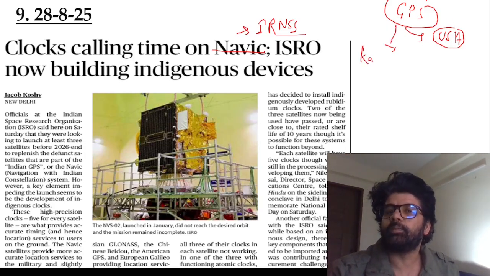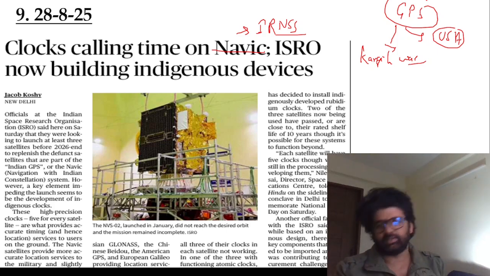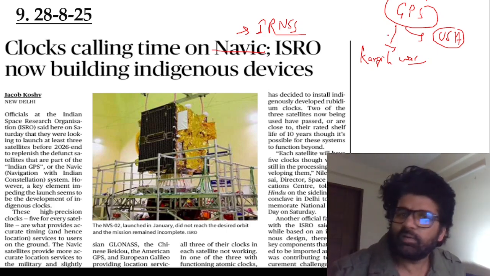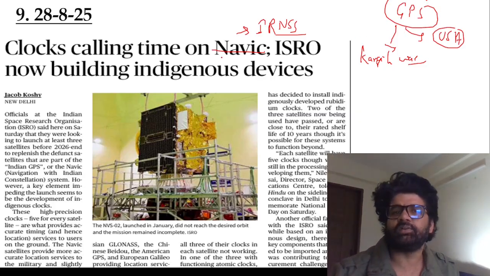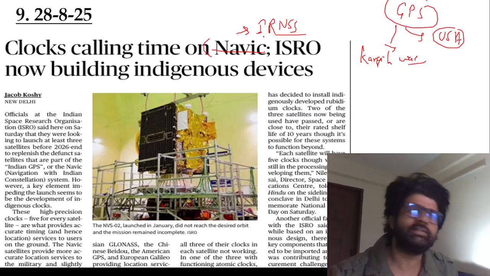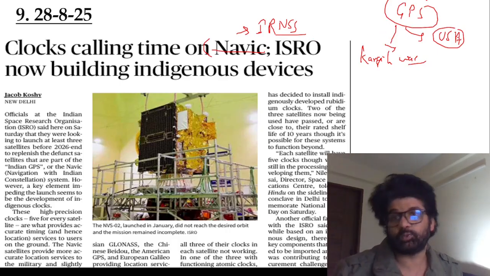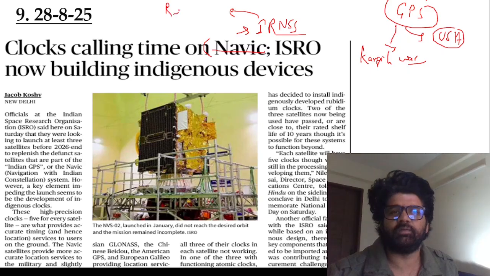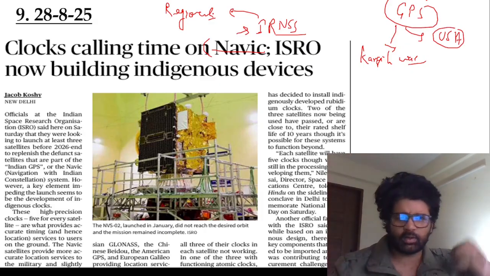But during the time of the Kargil war, the US did not allow us to use their GPS because they were close to Pakistan. They're still very close to Pakistan. So we said, no, we cannot be dependent on anybody else. So we came up with our own navigation system, which is NavIC, IRNSS, Indian Regional Navigation Satellite System. But unlike GPS, which is global in nature, this is regional in nature. We will not cover the whole Earth. We are covering the Indian subcontinent, the Indian region, and 1500 kilometers around the Indian region.